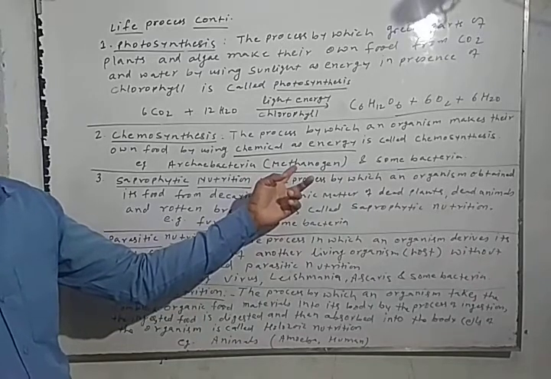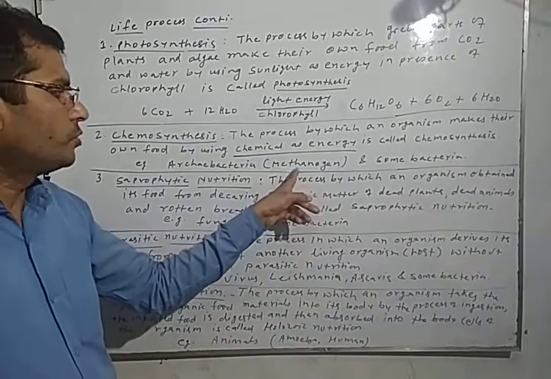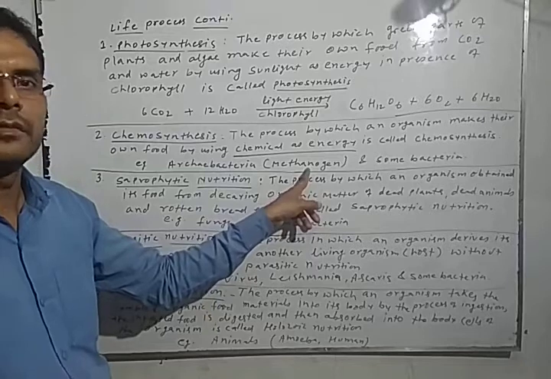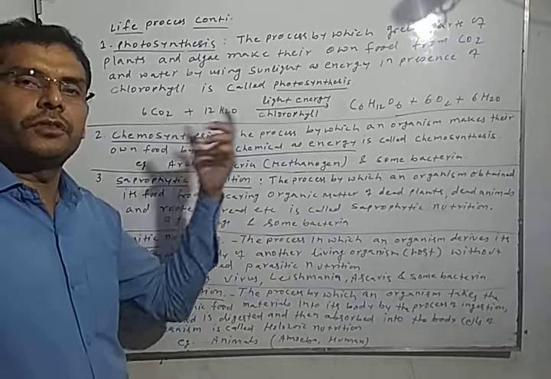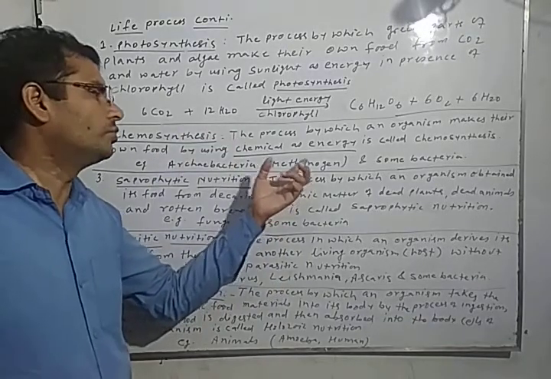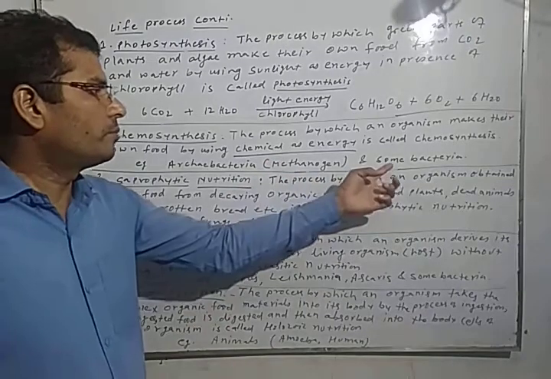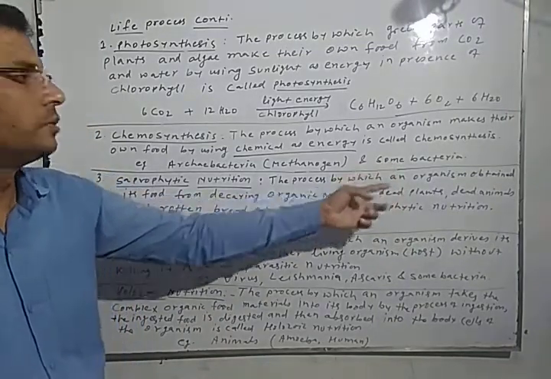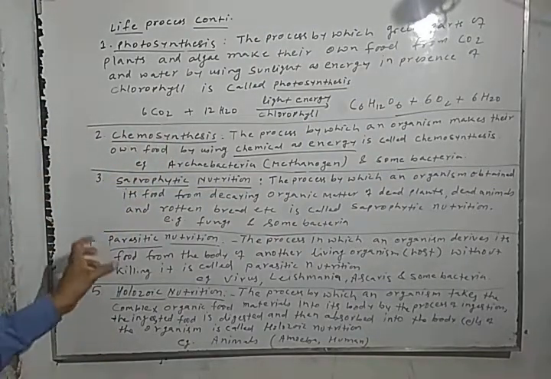Methanogens are a type of archaebacteria. These methanogens are present in the dung of cattle, and they utilize the chemicals for the manufacture of their food and also release methane gas. So this archaebacteria is called methanogens. And some bacteria also prepare their own food by the process of chemosynthesis.